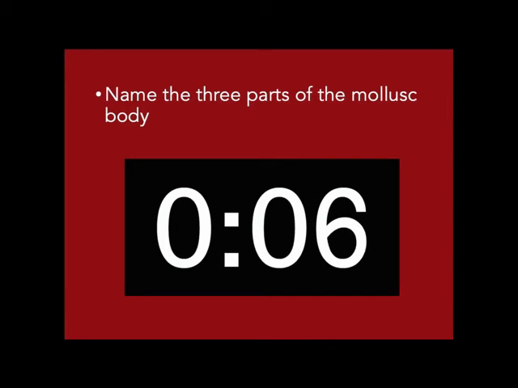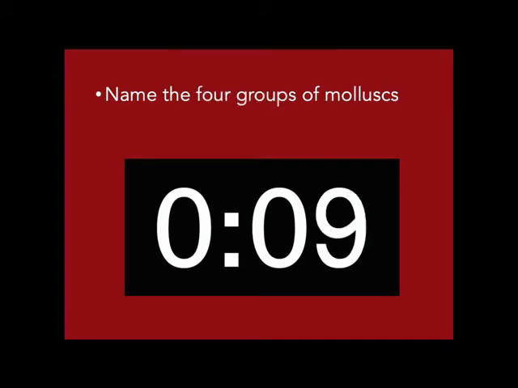What are the four groups of mollusks? Gastropods! Yeah, gastropods. What else? Bivalves. Yeah? Chitons! Yeah, chitons. What's the fourth kind? Oh, that's the cephalopods! Yep.